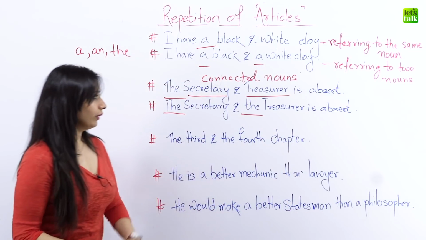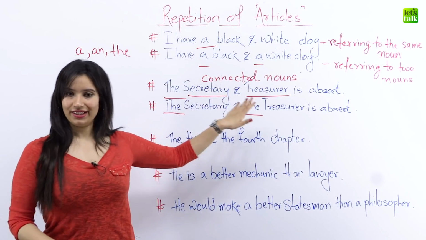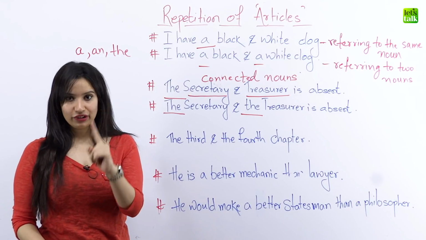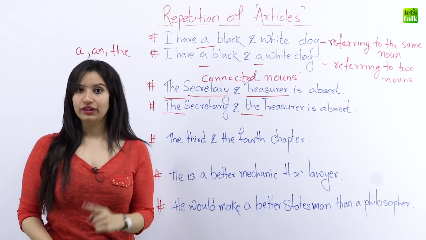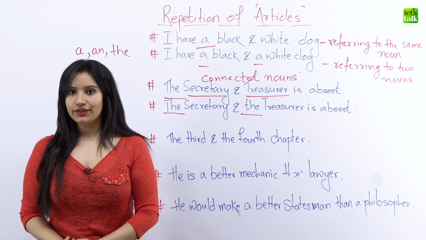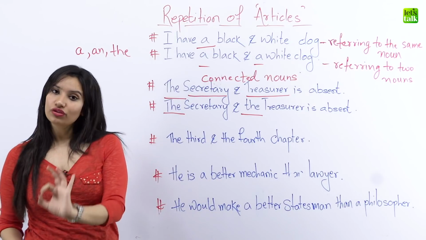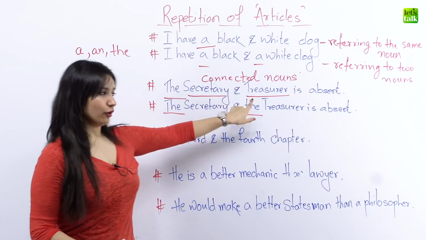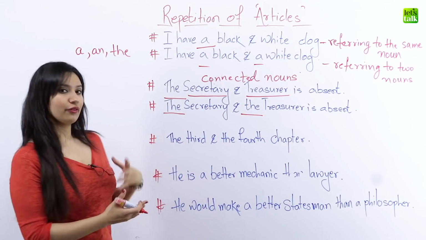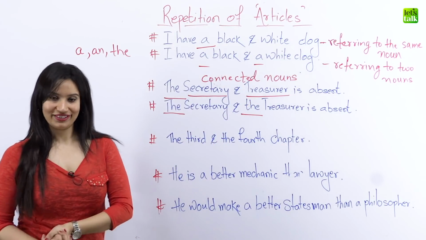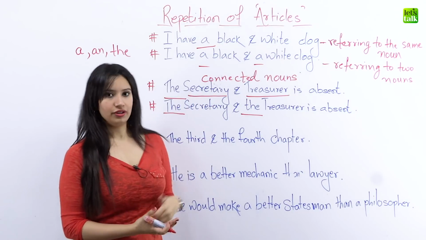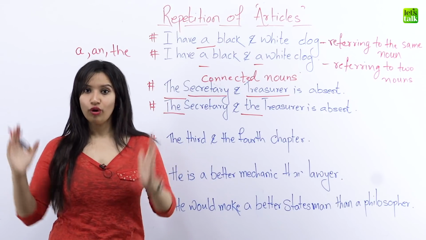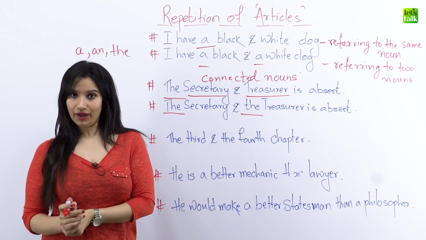Okay, whenever we have two connected nouns which are referring to one person, we use the article only once. As you can see in this case, we have used the article only once, and that is because both the connected nouns are referring to the same person. The secretary and treasurer is absent. So possibly secretary and treasurer is the position of that one person that we are talking about.